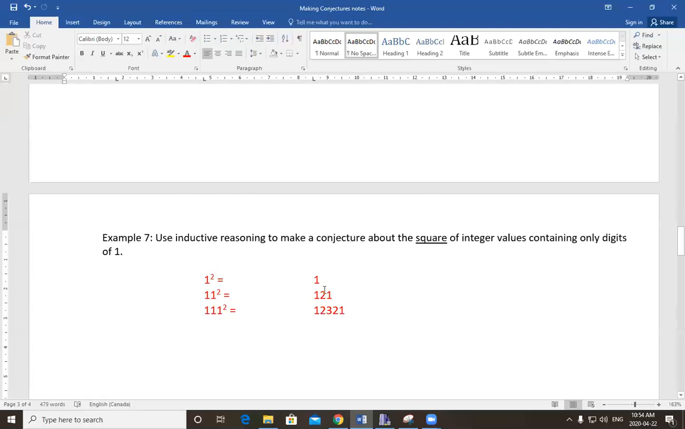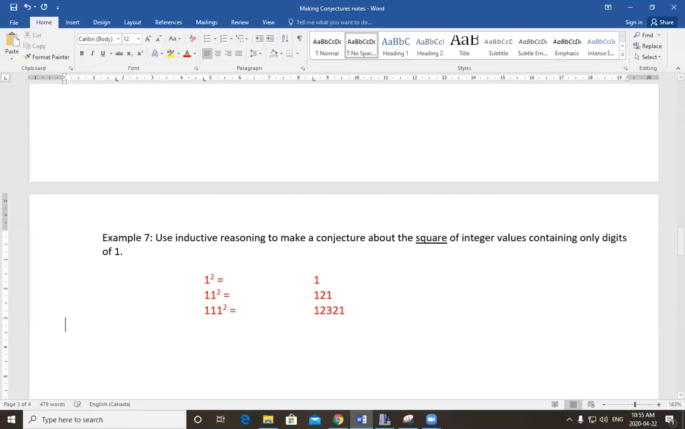Well, notice that if it only contains 1, the square, first of all, begins with the number 1. If it has 2 or more digits, it begins with the number 1 and it ends with the number 1. And there's 2 1s, so it is a sequence that goes 1, 2, 1. So it counts up to 2 and then back to 1. So 1, 2, 1. There's 3 1s, so it counts up to 3, 1, 2, 3, and then back down to 1.